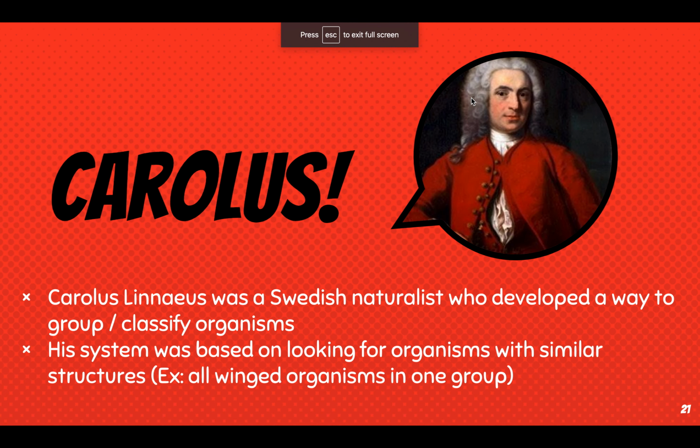All right, so we're going to begin with Carolus Linnaeus. Carolus Linnaeus, he was a Swedish naturalist, and he developed a way to classify organisms. And what he did, his system is based on looking for similarities in the organism structure. So he would say, okay, all of these winged animals, they're going to be part of this group. And all of the non-winged animals, they're going to be part of this group, right?